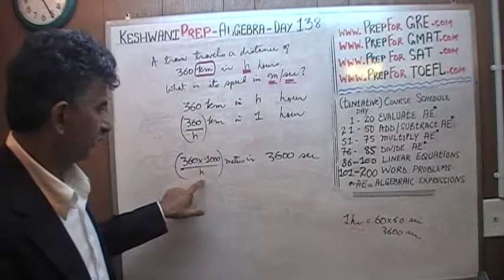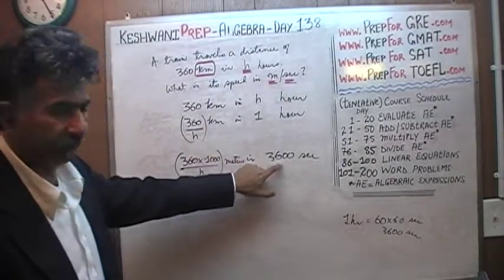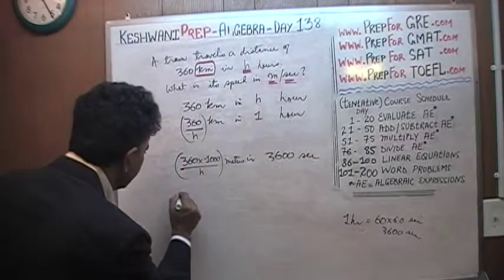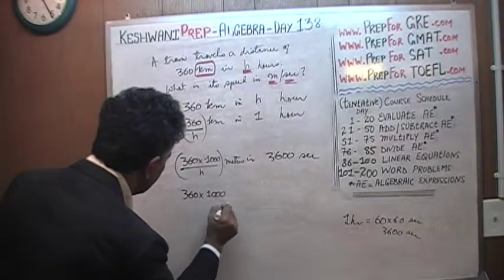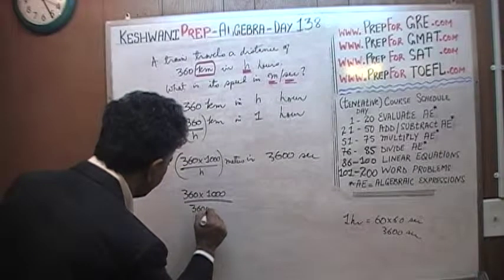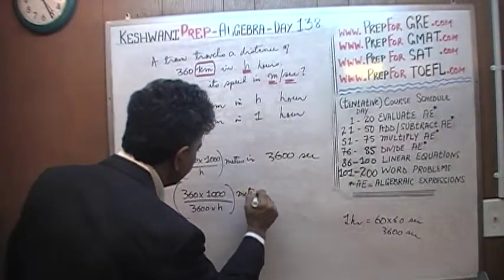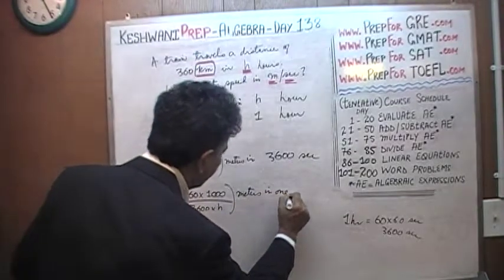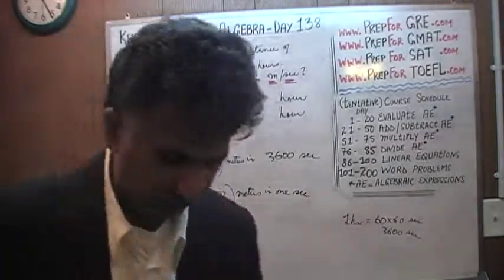In order to figure out how much it travels in 1 second, we have to take this amount and divide by 3600. So we have 360 times 1000 over 3600 times h. This is how many meters it travels in 1 second. Voila, that's our answer. Finally, that is our answer.